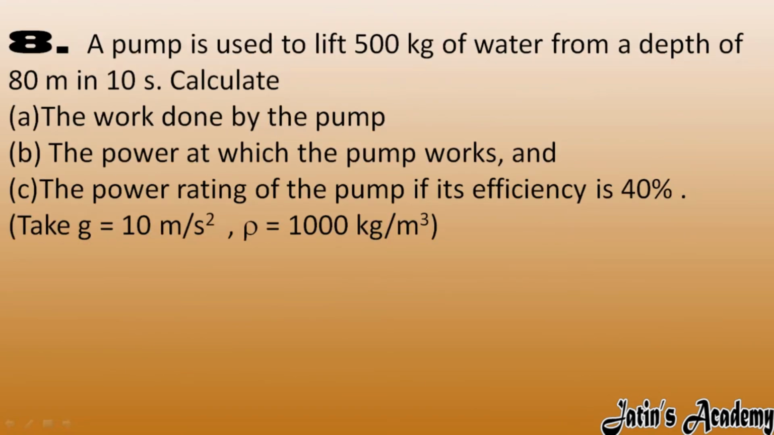Next question: a pump is used to lift 500 kg of water from a depth of 80 meter in 10 seconds. We have to calculate the work done by the pump, the power at which the pump works, and the power rating of the pump if its efficiency is 40%. G value is given as 10 meter per second square and density is given as 1000 kilogram per meter cube.